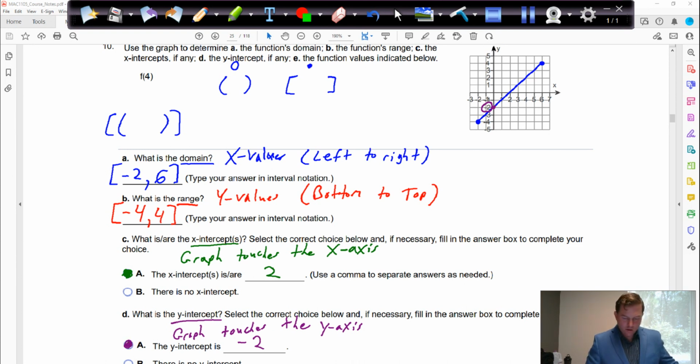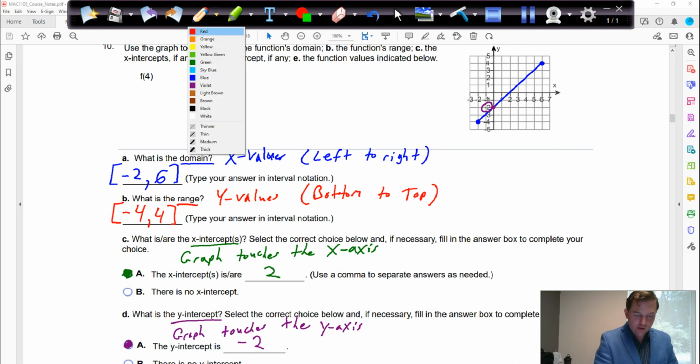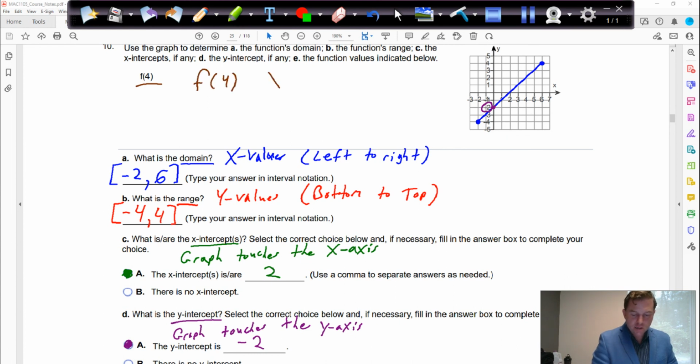Okay, there's just one more question. I'm not going to move the screen so we can see everything here. But the last question asks, what is f of 4? And they have it written right here. So f of 4 is saying, let x equal 4, what is y?